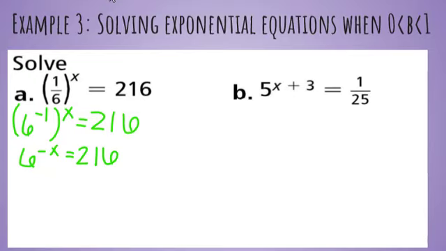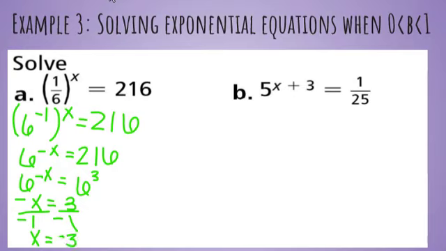So now this side has a base of 6. So now we want to see if we can rewrite 216 as a base of 6, which we can. So 6 to the third power is 216. So now that we have like bases, we can make our equation. So I have negative x is equal to 3. And then I need x to be positive. So I'm going to divide both sides by negative 1. And we get x is equal to negative 3 as our answer.